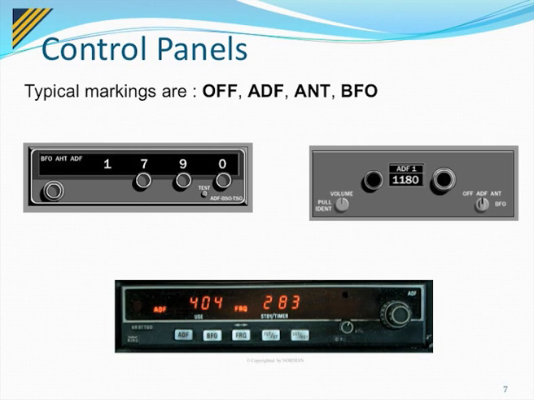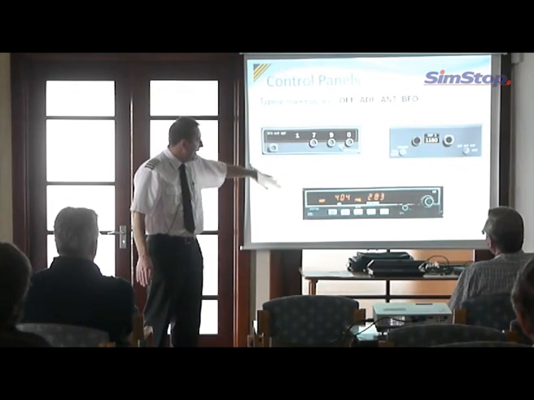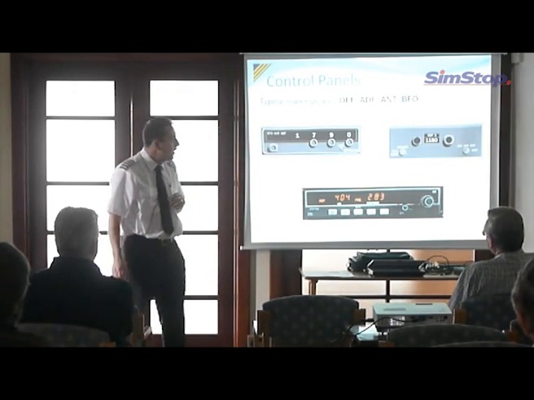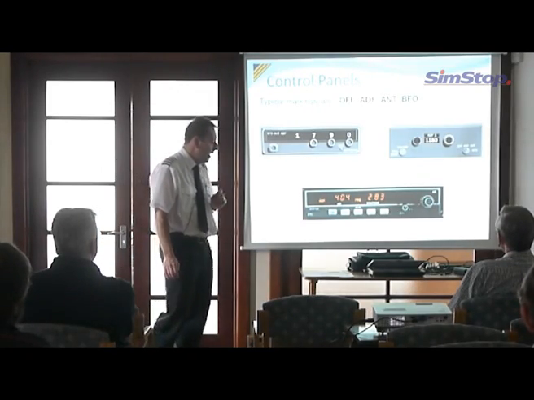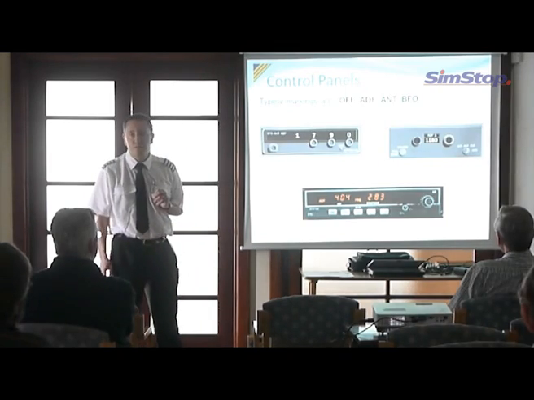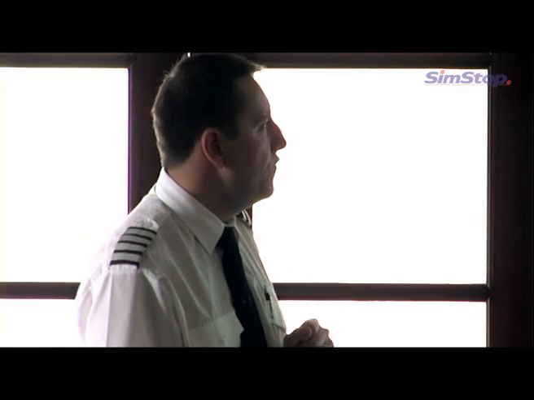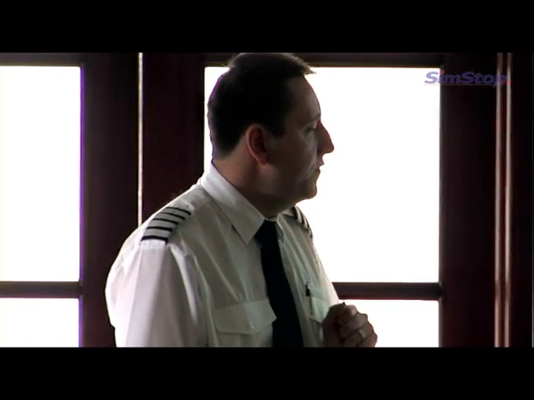Typical control panels are shown on the screen, and they can either be analog or digital. And what we find generally on commercial aircraft is the one on the right-hand side. They have the typical markings of off, which is fairly obvious, the machine is off. ADF, that means you're in automatic direction finding mode, which means the needle will point to the beacon.